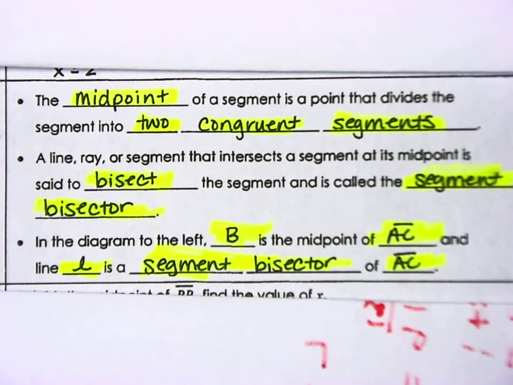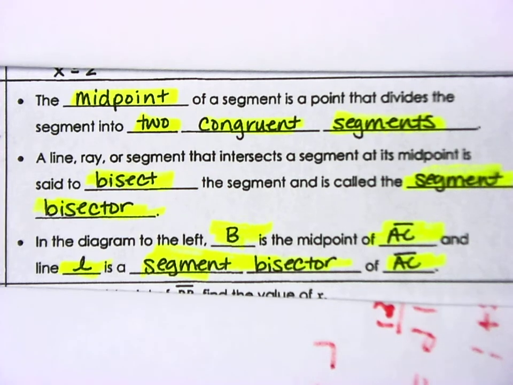A line, ray, or segment that intersects a segment at its midpoint is said to bisect it, which means it cuts it into two equal pieces, and it ends up being the segment bisector. Keep that in mind.